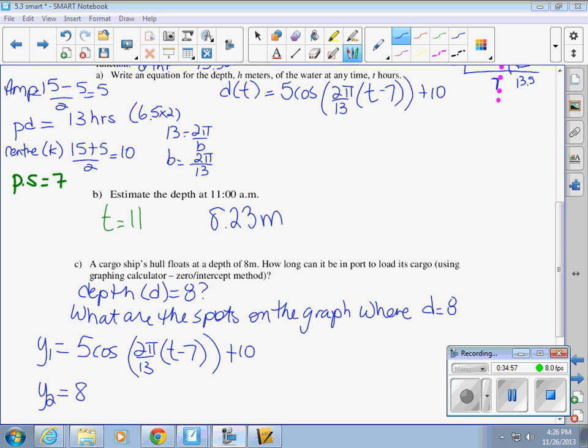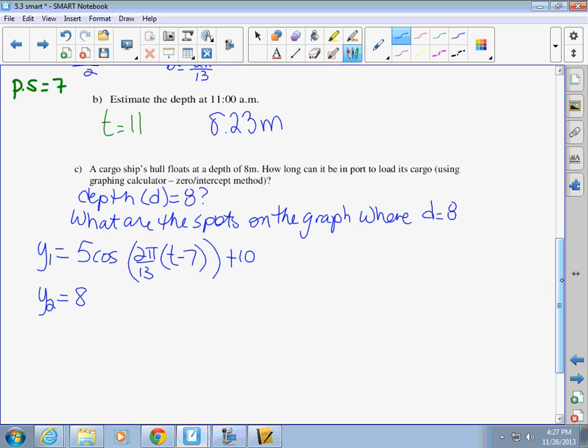Okay, so on your calculator, once you've got these two graphed in here, you might have to put that 2 pi over 13 in a bracket so it doesn't go 2 pi divided by 13 over t minus 7. Just a good idea. So what you're going to do is second and then calc, which is the trace button. We want to do the intersect, which is 5.